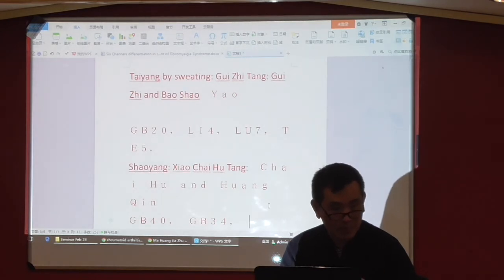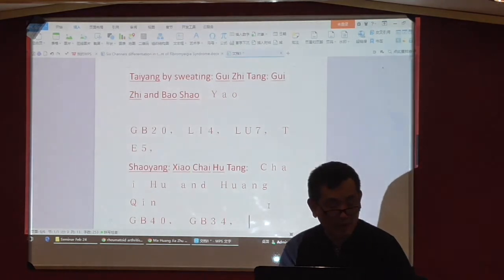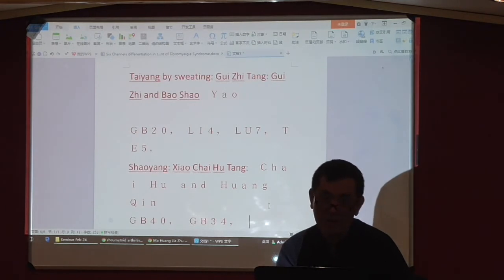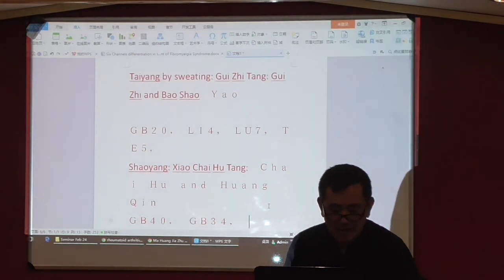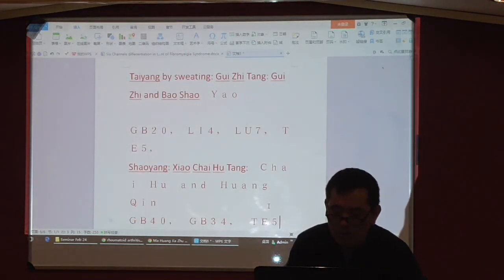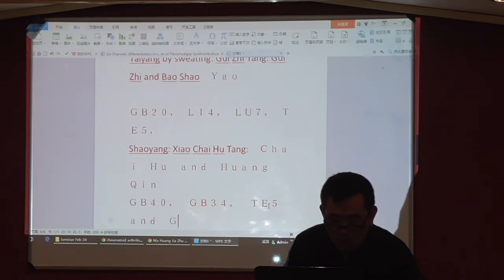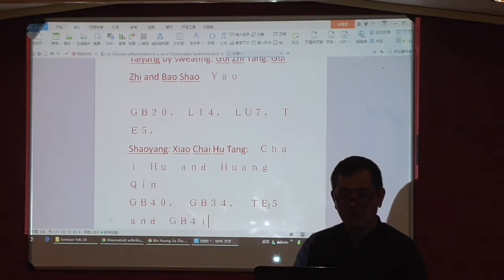Regulate Shaoyang. We still have many good points. Regulate Shaoyang. Do you still remember? This very good for Shaoyang. Okay. Combination of Triple Warmer 5, which we have already used, together with Gallbladder 41. What combination is this?